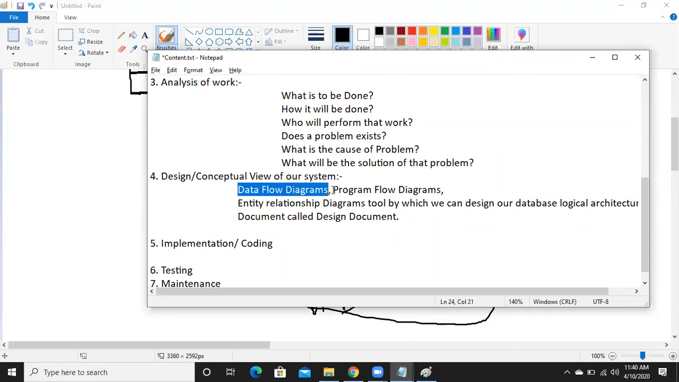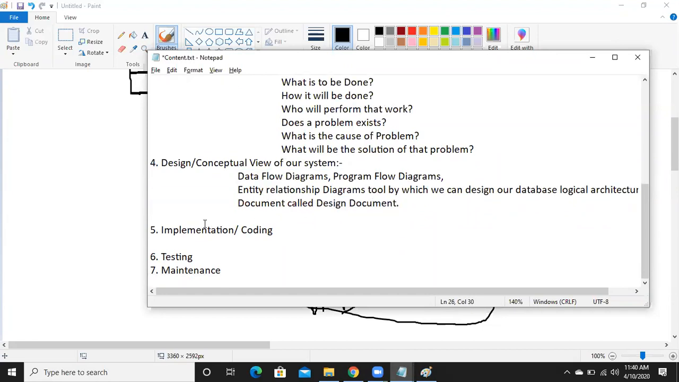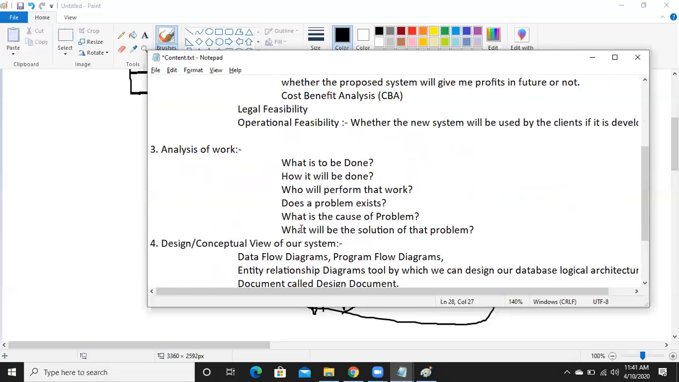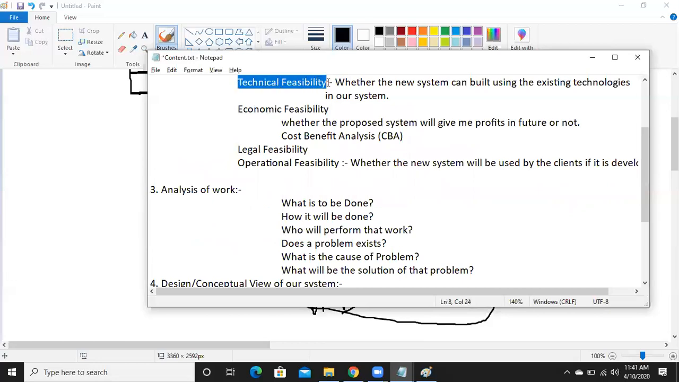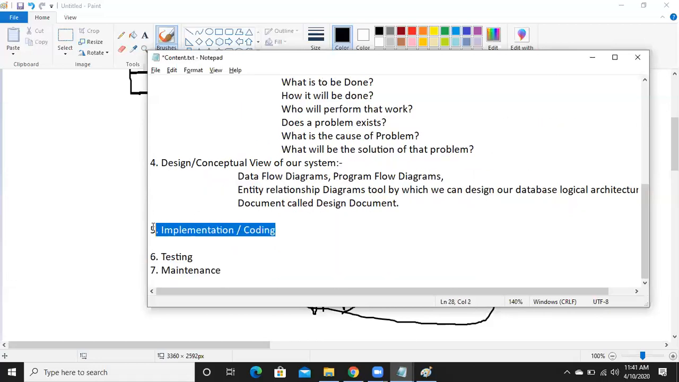After finalizing the design, we write all these designs into the design document, and the design document will be forwarded to the developer so that he can take a reference of it, that what our new system should look like. After passing the design document to the developer, he will implement it with the help of the technologies which we have decided in the technical feasibility. So the developer will implement all those designs practically, right?